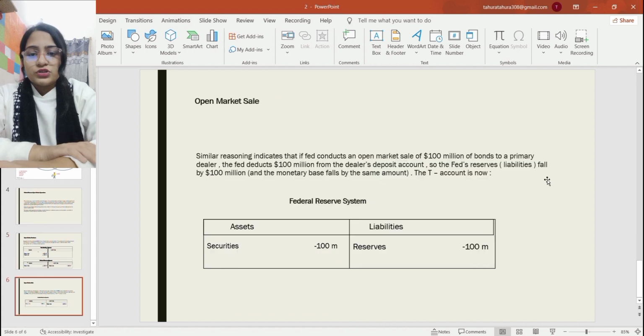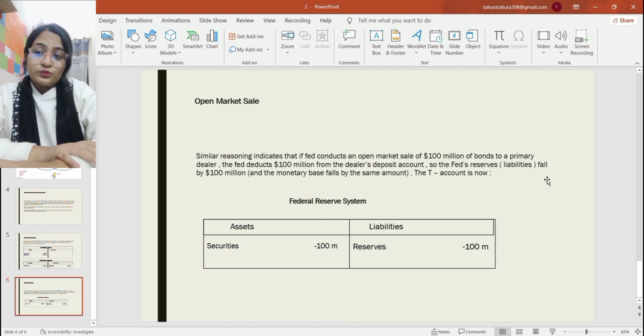Then another operation of open market operations is the open market sale. Similar reasoning indicates that if the Fed conducts an open market sale of $100 million of bonds to a primary dealer, the Fed deducts $100 million from the dealer's deposit account. So the Fed's reserves fall by $100 million.